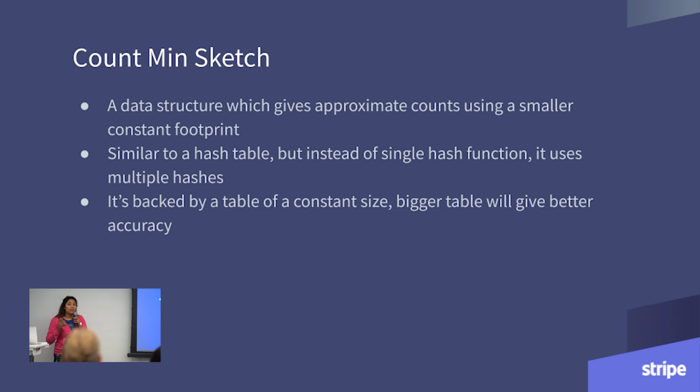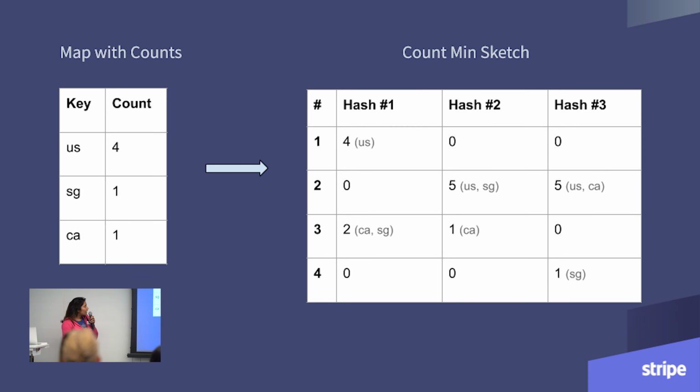You can imagine it is very similar to a hash table. So a hash table has one hash function. Count-min sketch, you can choose the number of hash functions. It can be multiple. So what would a count-min sketch look like, for example?